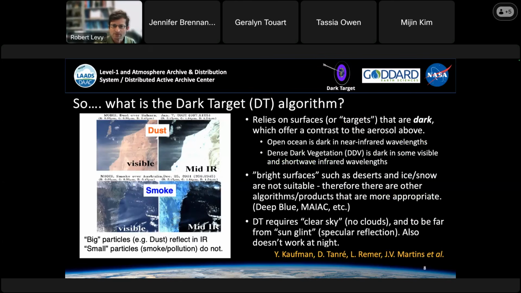And you can see from these pictures, which offer a contrast to the particles above them. The open ocean is dark in certain near infrared wavelengths and long visible, and dense dark vegetation is dark in some visible and shortwave infrared wavelengths. So we use that to see the contrast of the particles. Unfortunately, the Dark Target algorithm is not meant for working over deserts or ice and snow, and there are definitely other algorithms and products that are more appropriate for this. So in theory, we can all work together and produce global products that are even better.